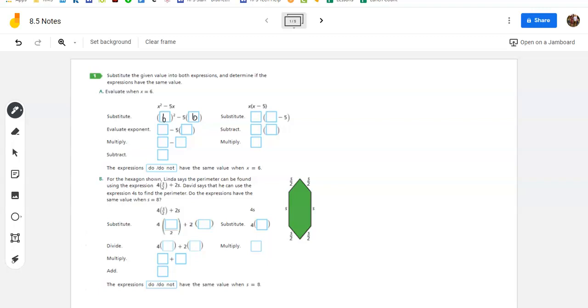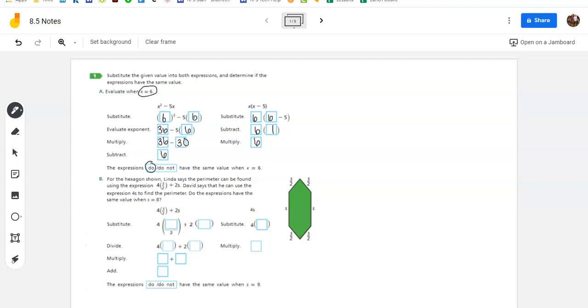6 squared is 6 times 6, which is 36. We didn't change this one yet, so I'm going to keep writing. 5 times 6 is 30. 36 minus 30 is 6. Now let's look over here. We said x equals 6, so we have a 6 and a 6. 6 minus 5 is 1. 6 times 1 is 6. So they do, we're going to circle do, have the same value.